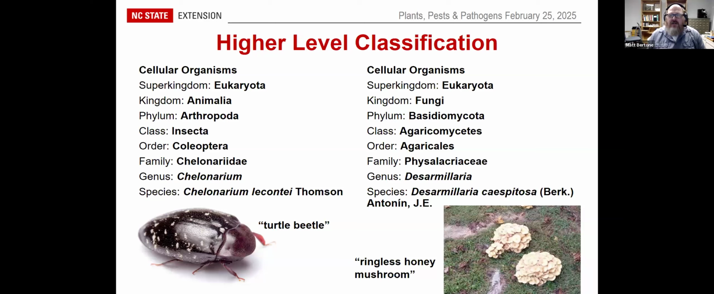Basically, all of these names fit in a higher level classification. We've got two examples here, an insect and a fungus. Both are cellular organisms. Both are in the superkingdom Eukaryota, which means they are not bacteria or prokaryotes. They're not viruses either, but they have true eukaryotic cells. Here's where it differs. The insects are in the kingdom Animalia, fungi are obviously in the kingdom Fungi. The insects are arthropods. This fungus right here is a Basidiomycota.